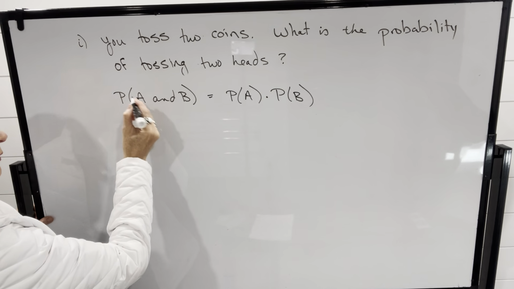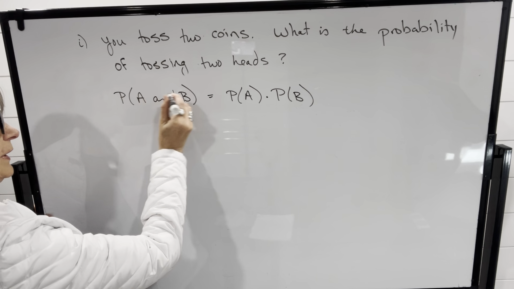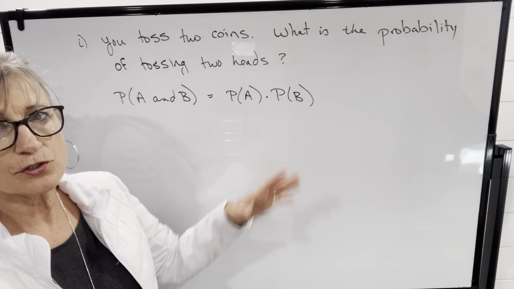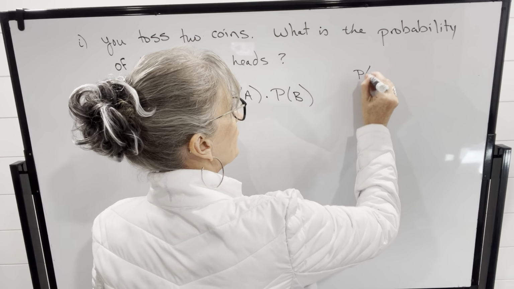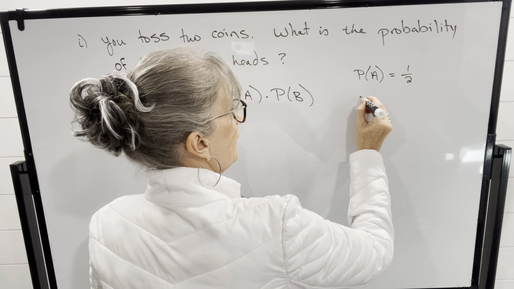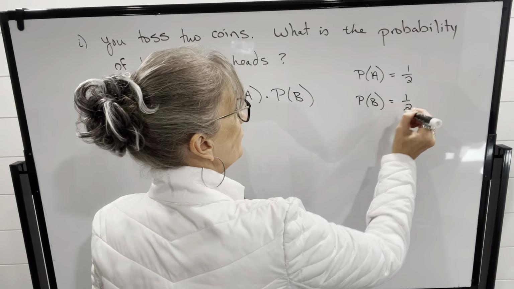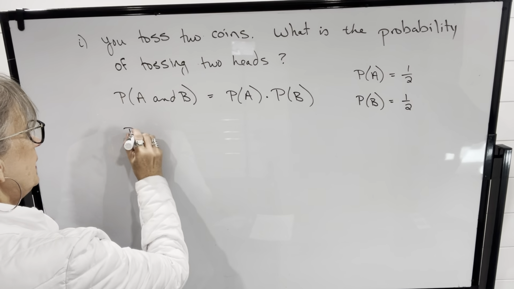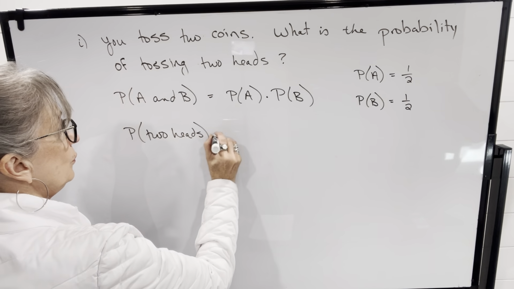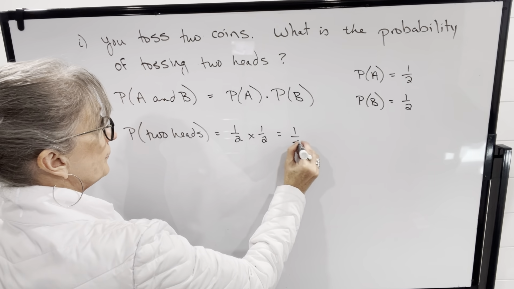Event A would be heads for the one coin, and B would be heads for the other coin. We can then calculate these two probabilities. Probability of the first coin being a head would be 1/2, and the probability of the second coin being a head would be 1/2. So the probability of two heads would be 1/2 times 1/2, which is 1/4.